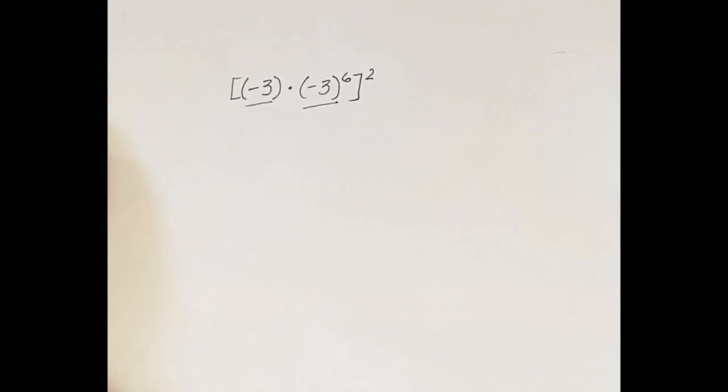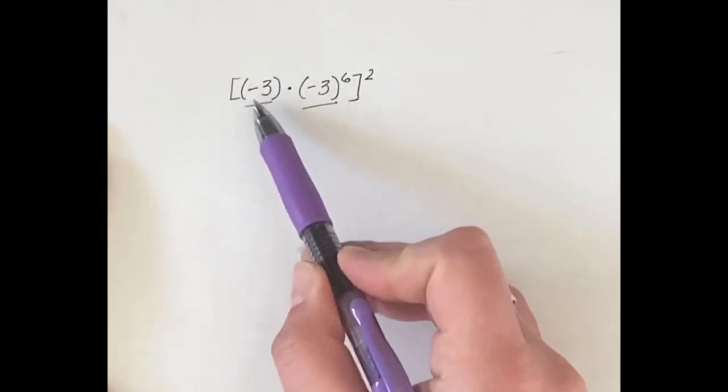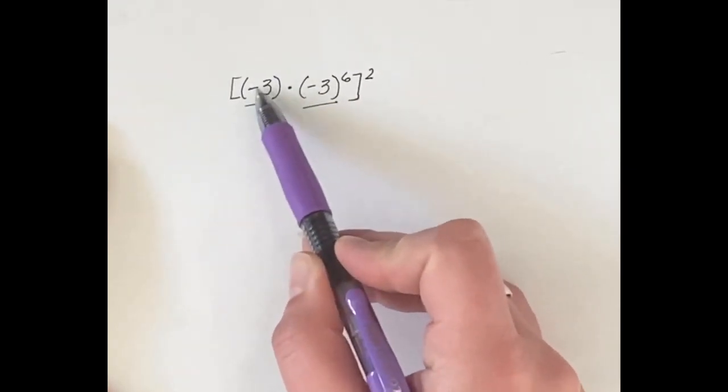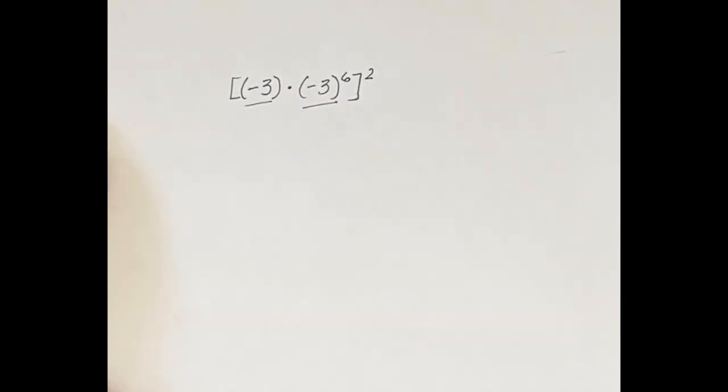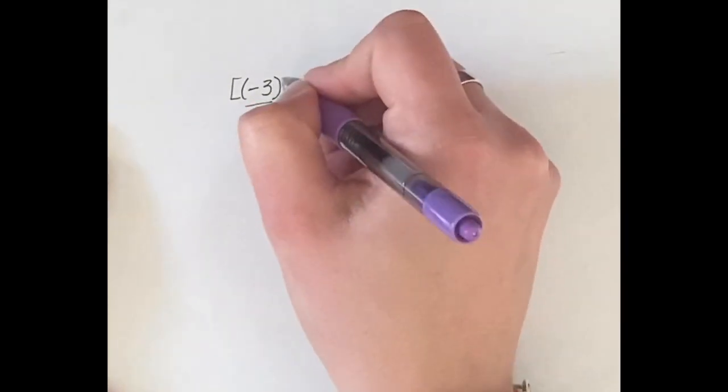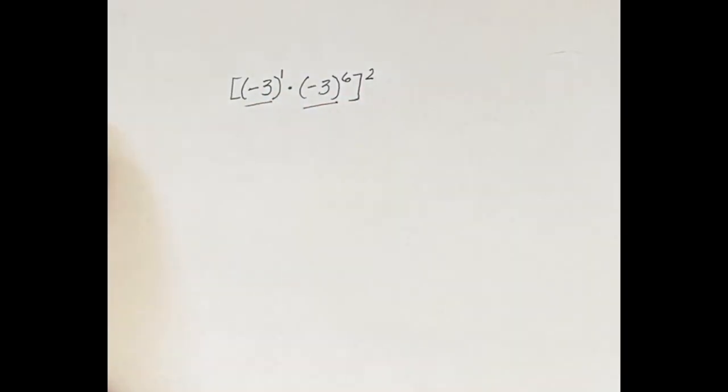So I could maybe assume that I could combine those. One thing that I need to remember is how many of these -3's do I have? What is the exponent with this base? The exponent with this base is a 1. That's really important to remember. If you don't see one, there is an assumed 1 there.